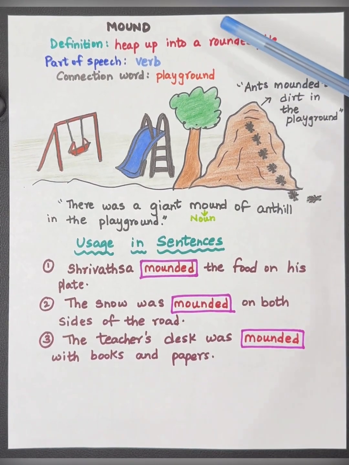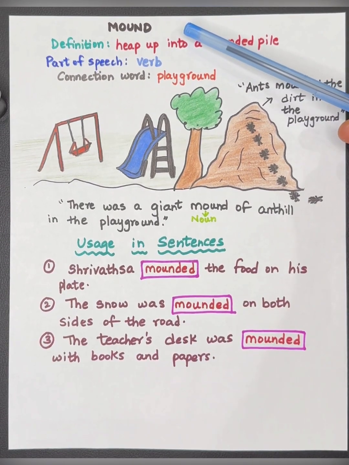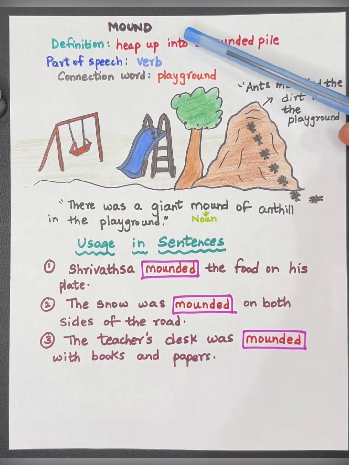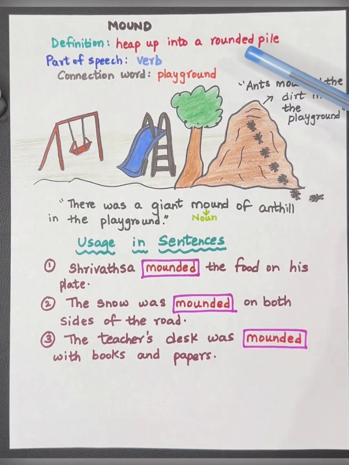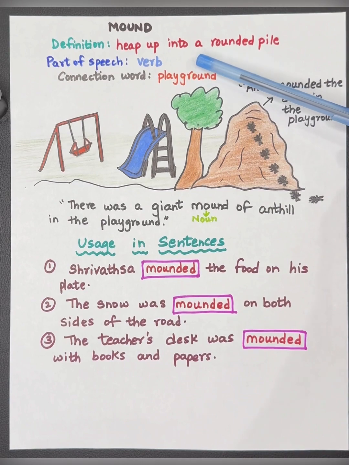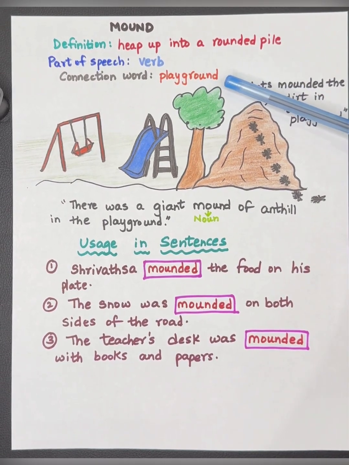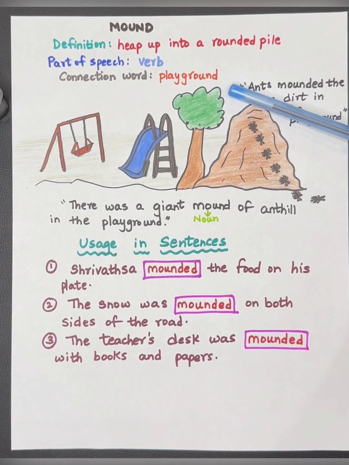The first word is mound. Its pronunciation is mound. Say it with me, mound. Mound is to heap up into a rounded pile. Part of speech is verb as it shows action, and then the connection word is playground.